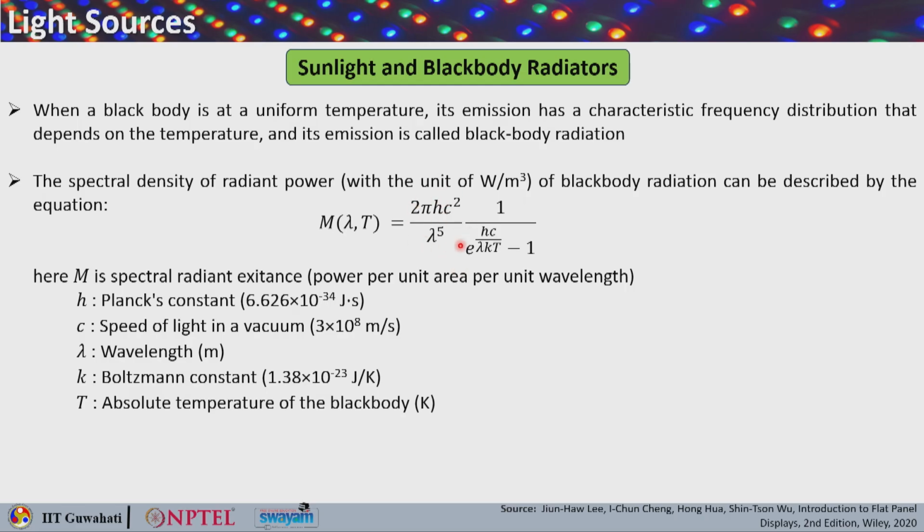Now, what are these other constants? h is Planck's constant, 6.626 times 10 to the minus 34 joule seconds. c is the speed of light in vacuum, 3 times 10 to the 8 meters per second. Lambda is the wavelength in meters. k is the Boltzmann constant, 1.38 times 10 to the minus 23 joules per Kelvin, and T here is the absolute temperature of the black body, given in Kelvin.